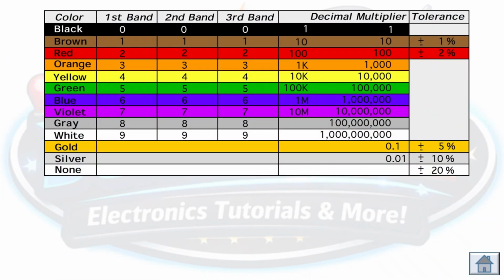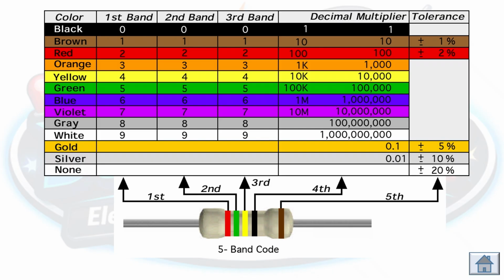Here's the color code table, and here's the 5-band resistor. As you can see right here, we're going to make use of all the columns now on this table, comparing each color on the resistor with the first band, second band, third band, decimal multiplier, and tolerance column. As an example, let's make use of this resistor shown on this slide.